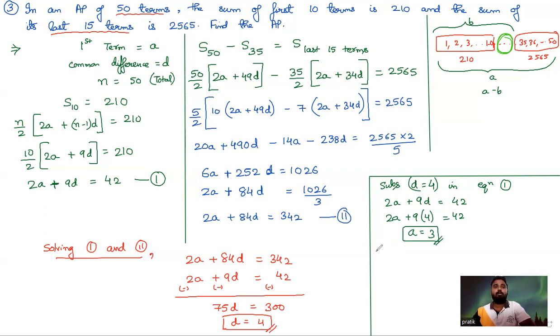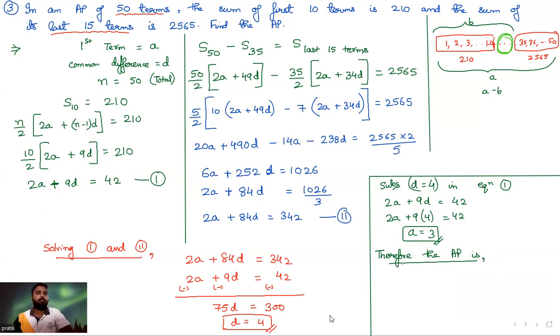So therefore the AP that we're trying to find out is, so the AP will be a, which is the first term, that is nothing but 3. a plus d, which is equal to 3 plus 4, 7. 7 plus 4 is 11. And it goes on. You can write 3 terms, and you also have to find the last term, the 50th term. T50 is also necessary to be found out.